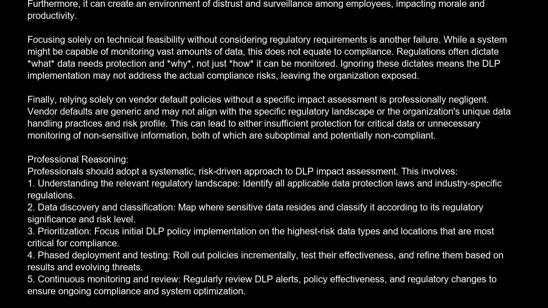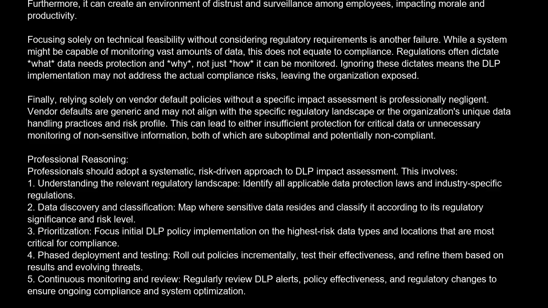Focusing solely on technical feasibility without considering regulatory requirements is another failure. While a system might be capable of monitoring vast amounts of data, this does not equate to compliance. Regulations often dictate what data needs protection and why, not just how it can be monitored. Ignoring these dictates means the DLP implementation may not address the actual compliance risks, leaving the organization exposed.